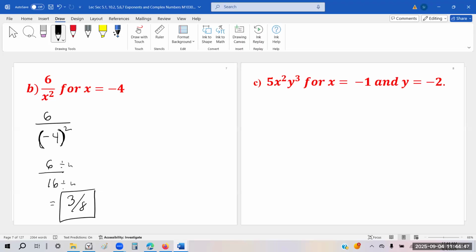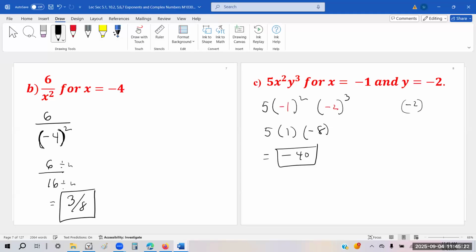Go ahead, I'm still learning your name. What's your name again? Eliza. Eliza, go ahead, help me with C. 5 something square something cube. 5 times 1 times -8. -40. Perfect. The answer is negative. What, did I make a mistake? No, right?